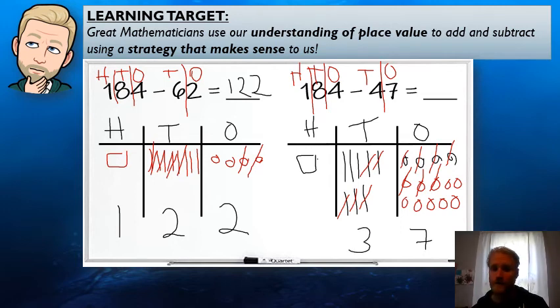And do I have anything in the hundreds place? Yep, I have 100 still. So what's my final answer in standard form? 137.